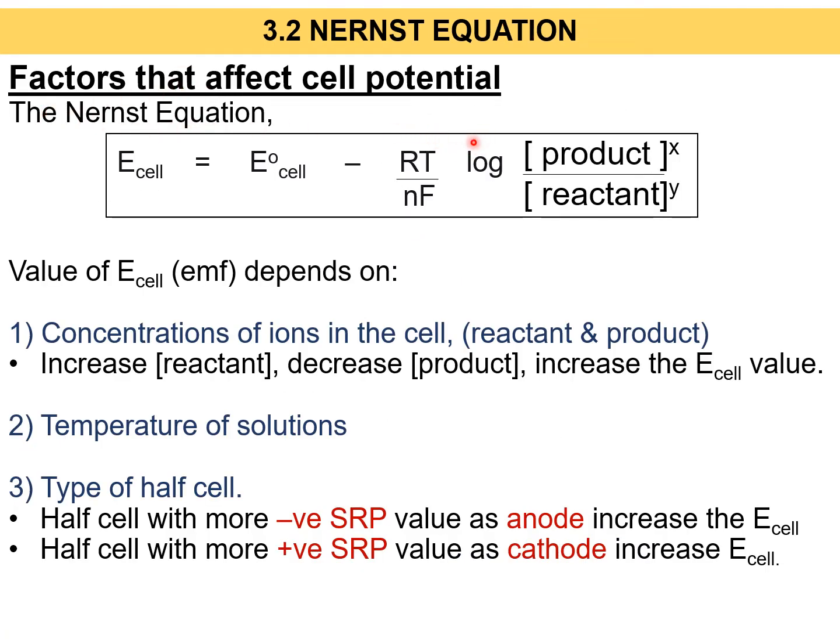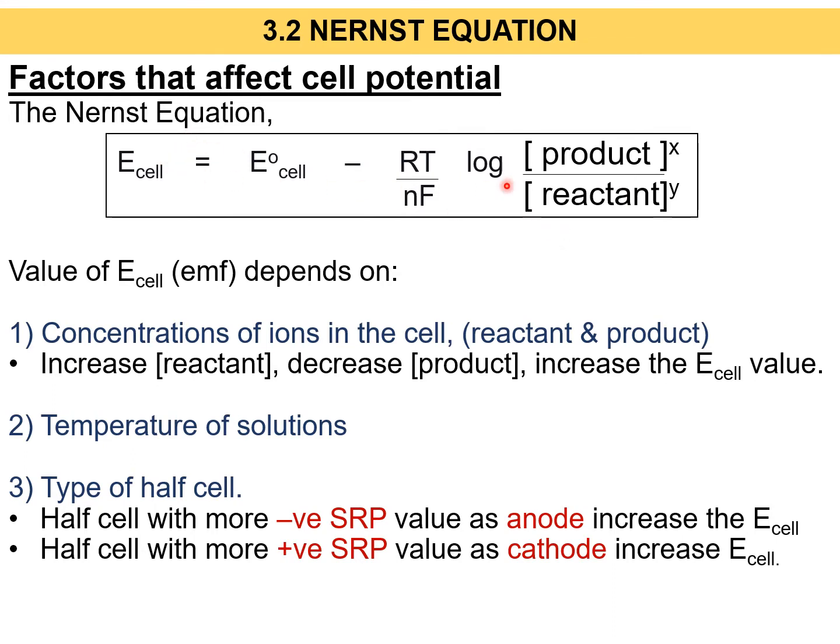Okay, so there are a few factors that affect the cell potential. Okay, this is not that important as how you boleh memorize the Nernst equation and find the value of Ecell. Ni additional info je. So basically the value of Ecell or dikenali sebagai EMF ni, it depends on the concentration of the ions in the cell. Kalau you tengok dekat this Nernst equation, you can see the log concentration of product bahagikan dengan the log concentration of reactant kan.